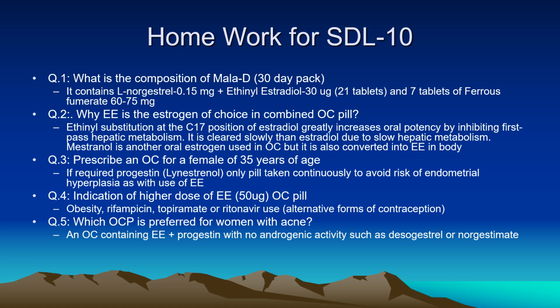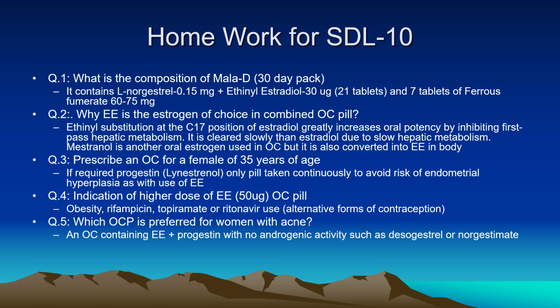Why is ethinyl estradiol the estrogen of choice in the combined oral pill? The ethinyl substitution at the carbon 17 position of the estradiol increases oral potency because it reduces inactivation by inhibiting first pass hepatic metabolism. It is cleared more slowly than estradiol due to slow hepatic metabolism. Mestranol is another oral estrogen used in oral contraceptive pills, but it is also converted into ethinyl estradiol.